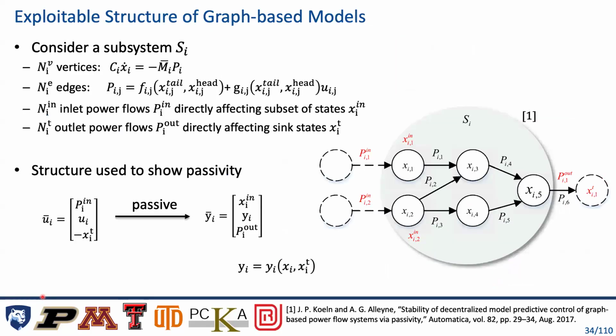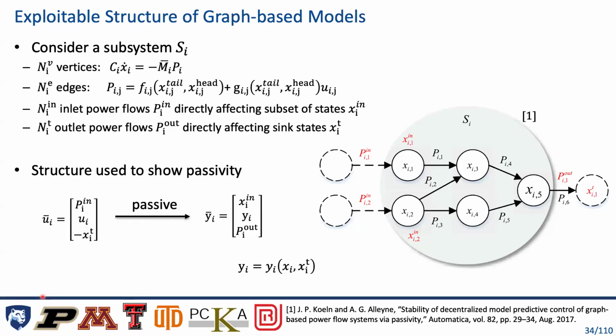So just to give you an example of how this graph-based model can be exploited for analyzing the behavior of dynamic systems as well as for control design, let's just consider a simple subsystem within a larger system. This subsystem will have NV vertices. In this case, there are 5 vertices denoted with the circles with the solid black borders. We'll also have NE edges. In this case, there are 6 edges, and these are the solid black arrows.